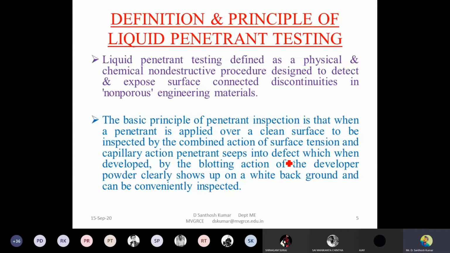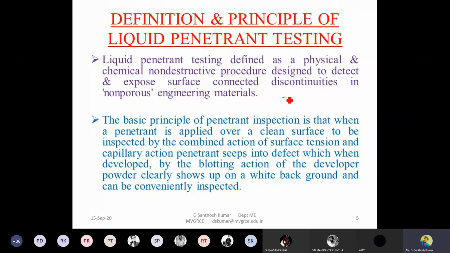Whatever the crack is, that crack should be exposed to the surface. Then only can you easily identify the crack or discontinuity, whatever it is, a flaw, crack, discontinuity, it should be exposed to the surface. It should simply be open to the surface. Then only can you easily identify it.